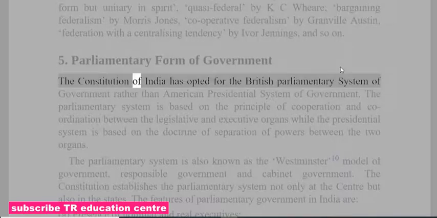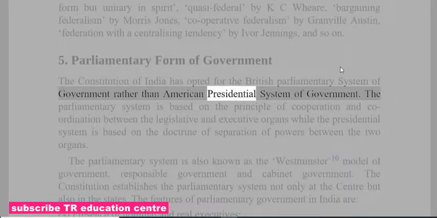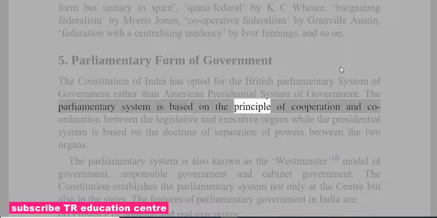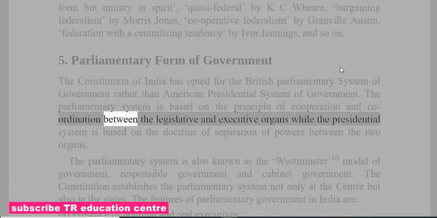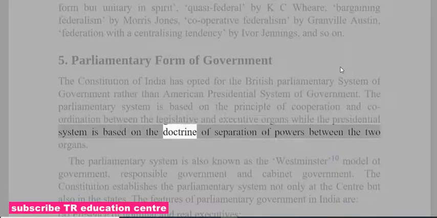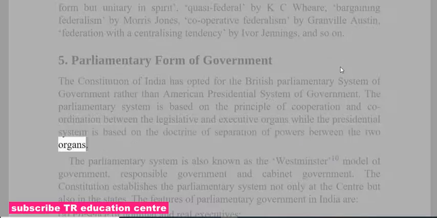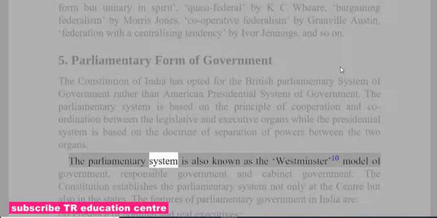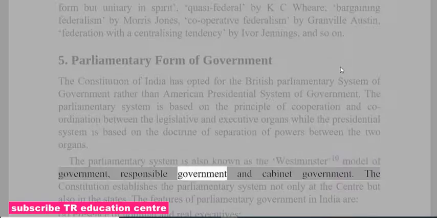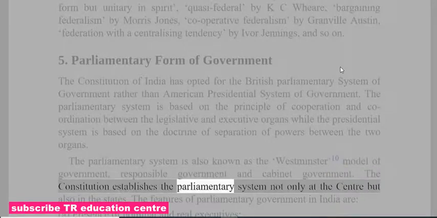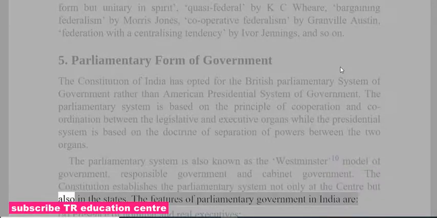5. Parliamentary form of government. The Constitution of India has opted for the British parliamentary system of government rather than the American presidential system of government. The parliamentary system is based on the principle of cooperation and coordination between the legislative and executive organs, while the presidential system is based on the doctrine of separation of powers between the two organs. The parliamentary system is also known as the Westminster model of government, responsible government and cabinet government. The Constitution establishes the parliamentary system not only at the centre but also in the states.